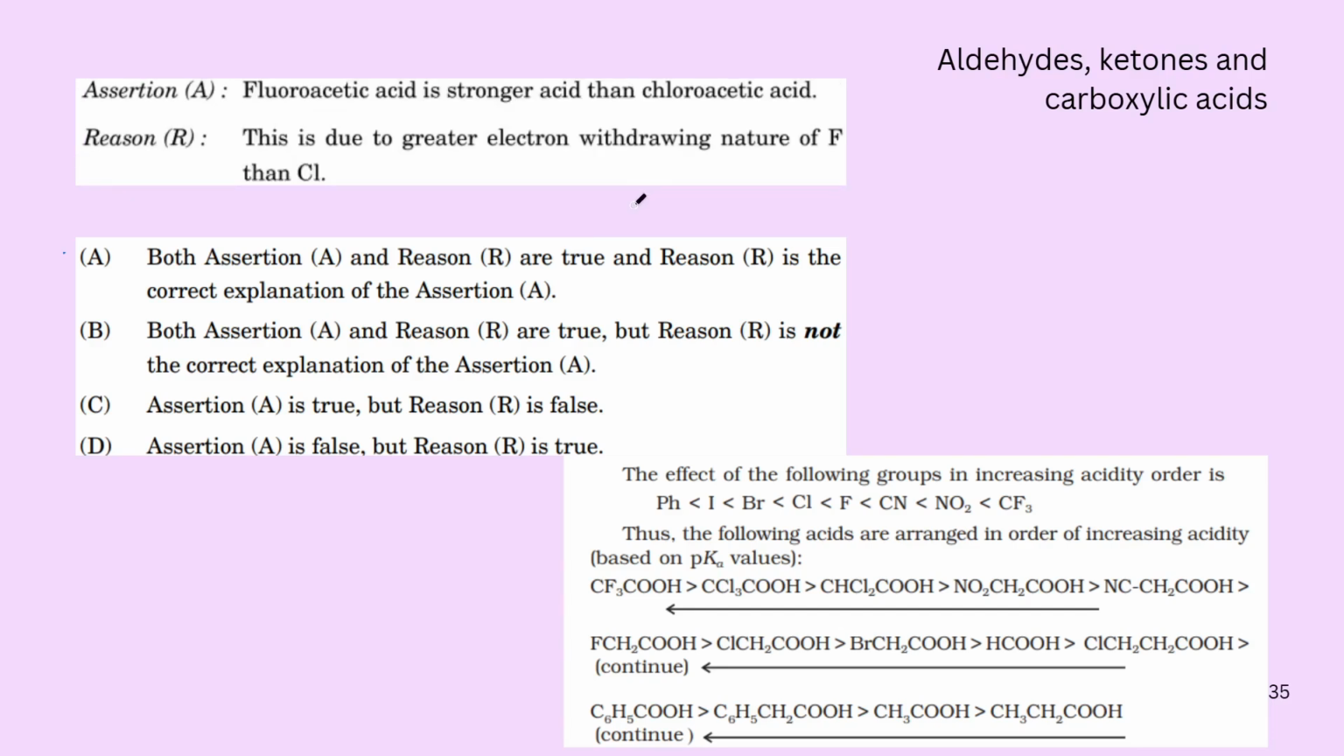Continuing with the strength of acids, I feel it's really important to know these concepts. Assertion: fluoroacetic acid is a stronger acid than chloroacetic acid. This is due to the greater electron withdrawing nature of F than Cl, which is also true. First of all, the reason given over here is true. F is a better electron withdrawing group than Cl for obvious reasons, it is more electronegative. Because of that, fluoroacetic acid is stronger than chloroacetic acid. So again, A is the right answer.